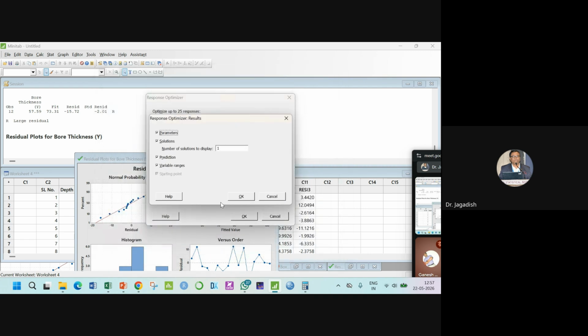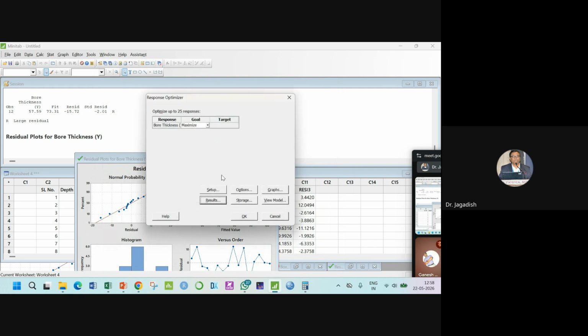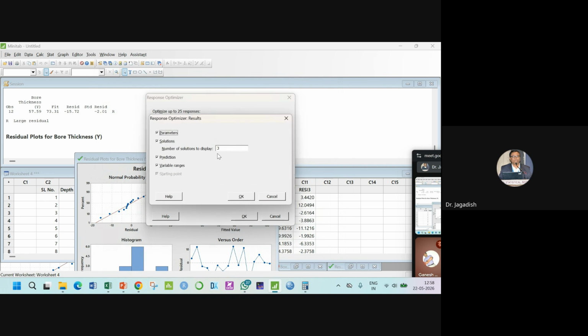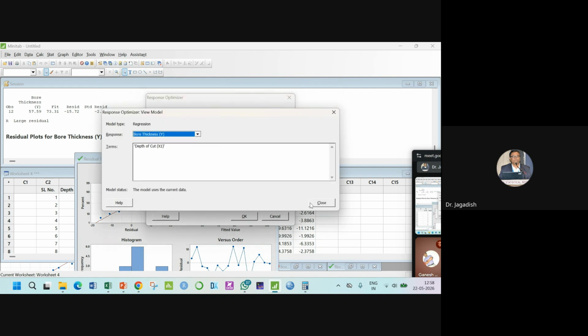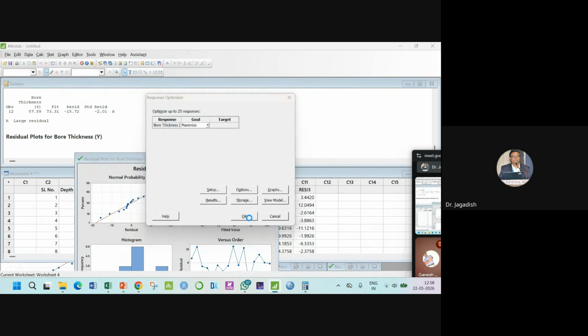And result, you can store how many solutions you want. I think three or four solutions, or maybe three solutions is good enough. Means you are saying that search an optimal area of three solutions. That's the meaning. And storage not required, and view model, yes, the model is required, and say okay.